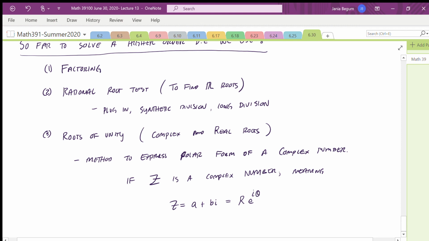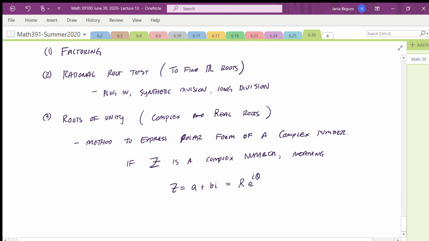That's the polar form of a complex number, where r is the radial distance from the origin, meaning the magnitude of z, which can be defined as the square root of a squared plus b squared. That's just the magnitude of the complex number z. And then theta we define as the tangent inverse of b over a, where b is the y coordinate and a is the x coordinate, so it's y over x.